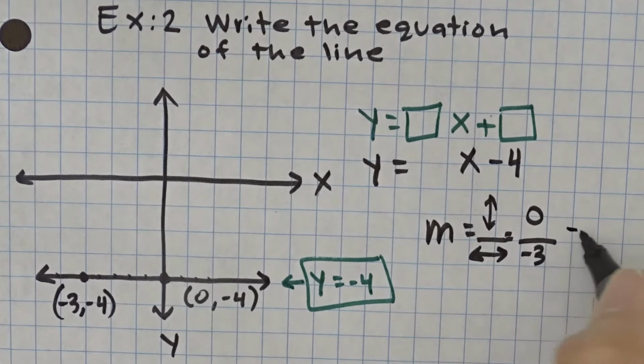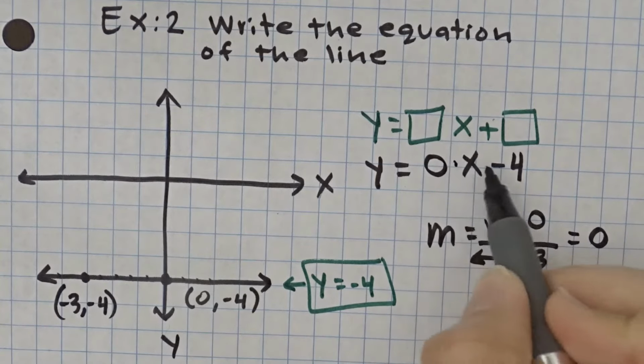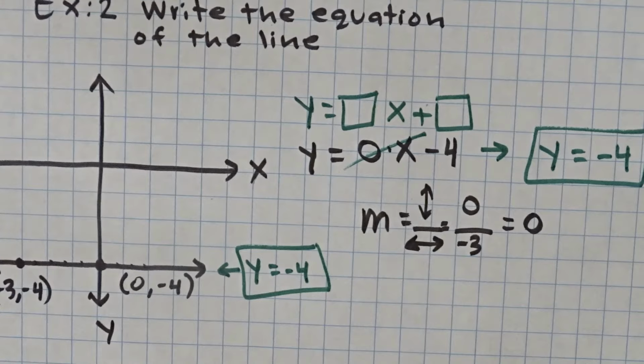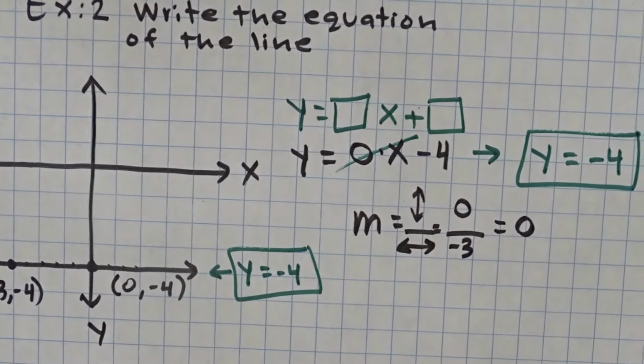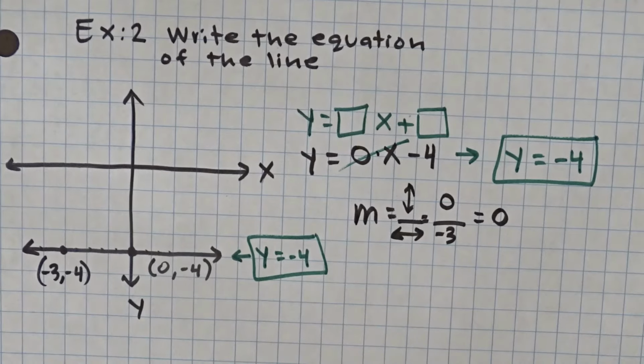So therefore, when I plug in my m, slope of 0, 0 times x is 0. Any number times anything, 0 times anything is 0. So this actually becomes y equals, that's gone, -4, which is what I mentioned over here. All right? So again, rule is the same.